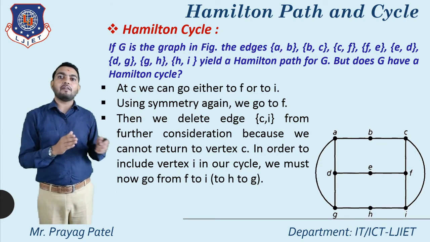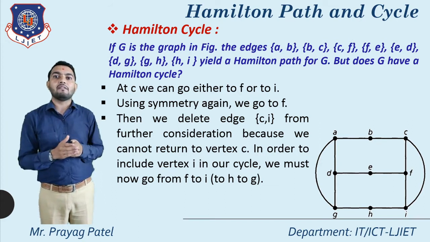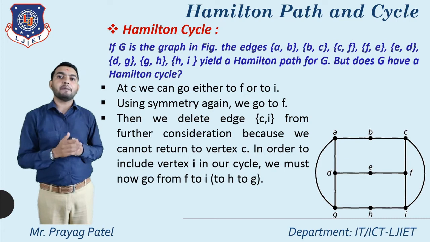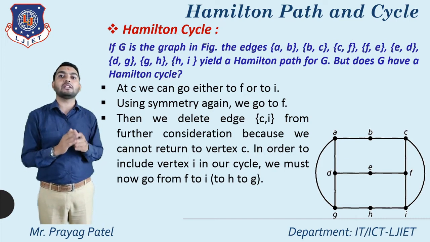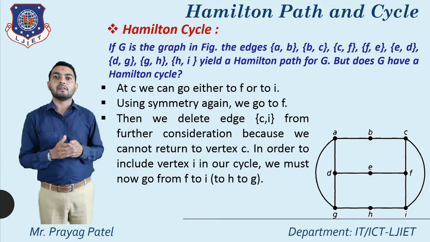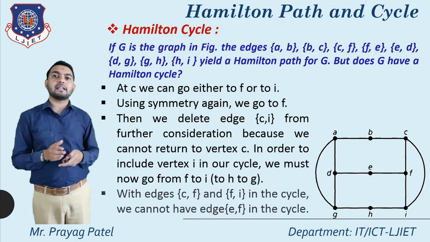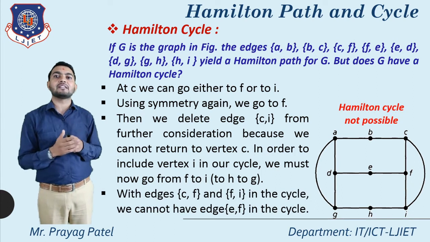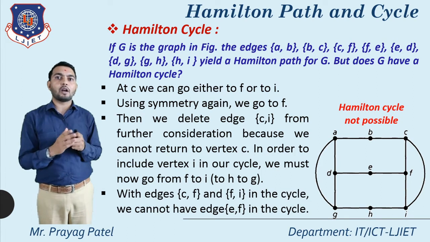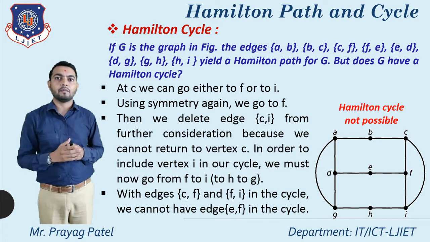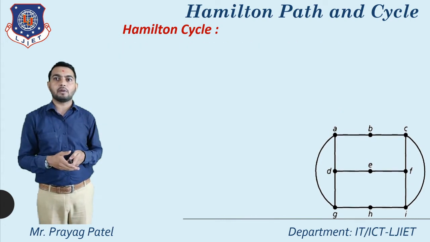But here when we visit G, after G we visit D, then after D we have two options, A and E. If we visit the node E, then no path is available from E to A or E to B. That's why we can say that this graph is not considered as a Hamilton graph, because this graph does not contain a Hamilton cycle, because a Hamilton cycle is not possible.